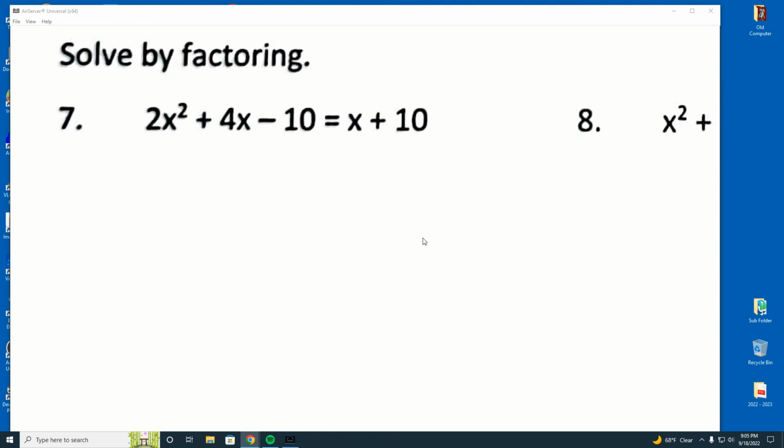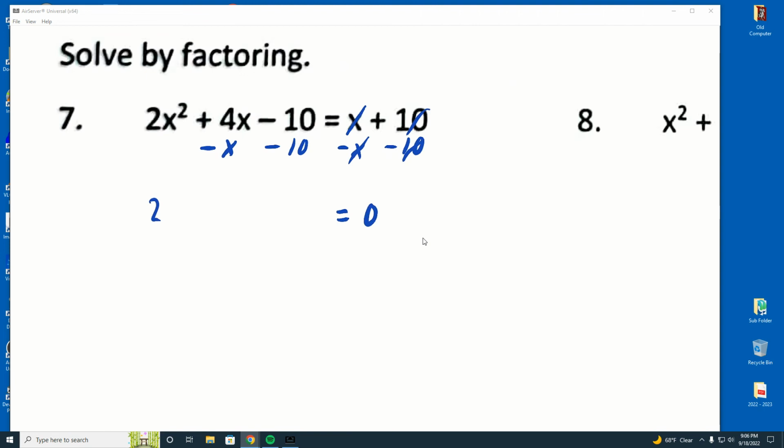solving by factoring. What we said is, first, you've got to get everything on one side. So I'm going to subtract x from the 4x. I'm going to subtract 10 from the negative 10. That will allow these to cancel, and we will have isolated one side. Everything's on one side, and it equals 0.